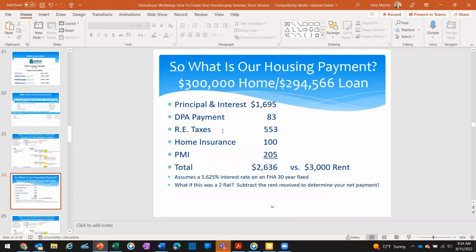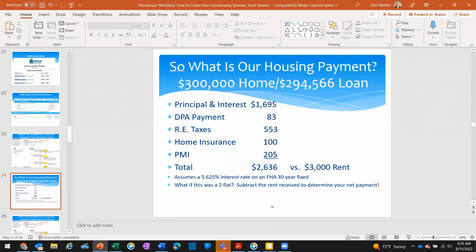So again, now that we know the rate is going to be about 5.625, and they're buying a $300,000 home, what's going to be their mortgage payment? Well, in today's environment, at 5.625, principal and interest is $1,695. Remember we said the $10,000 requires $83.33 a month to be paid back. The real estate taxes, depending upon the house, $553. Homeowners insurance, you'll shop around, is $100 a month. And then you're going to have private mortgage insurance on an FHA loan of $205. So your monthly payment is $2,600.